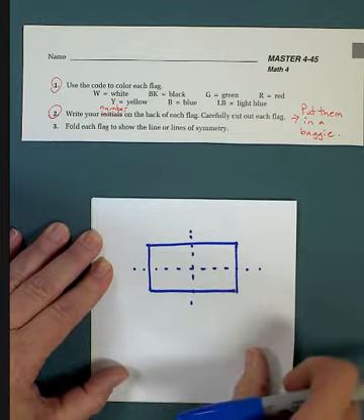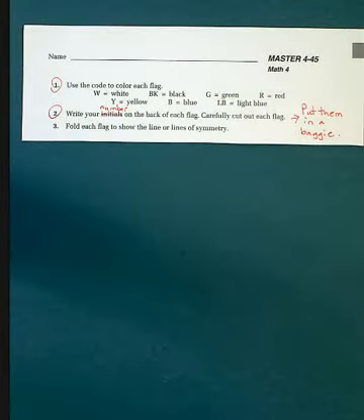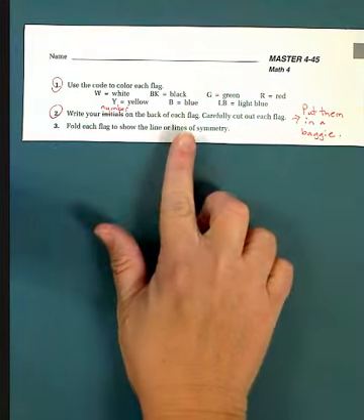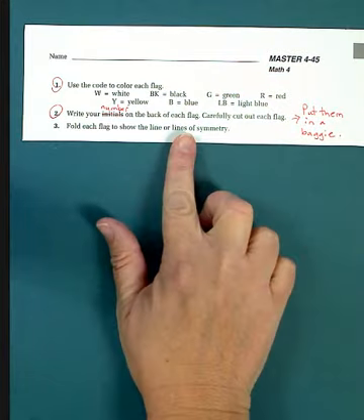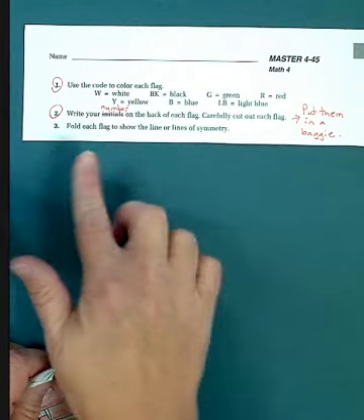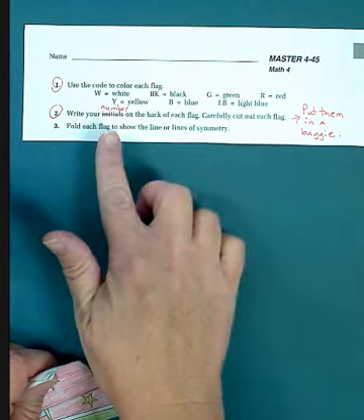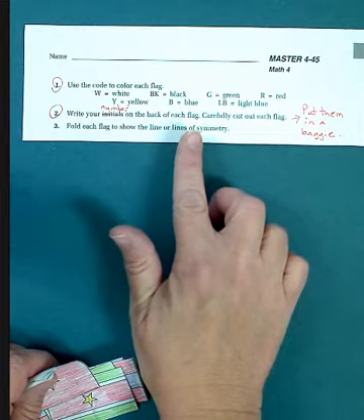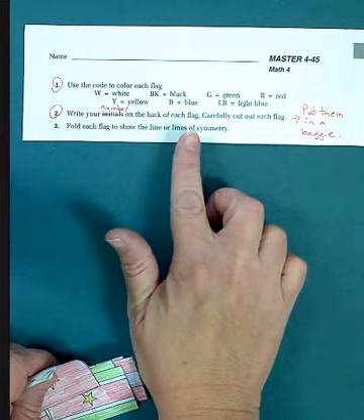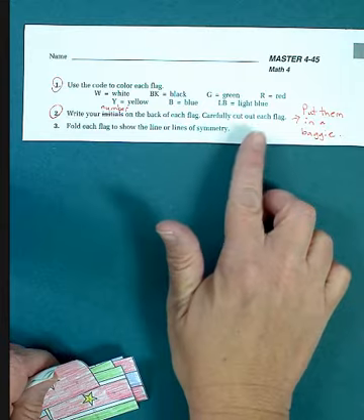After we talked about lines of symmetry, boys and girls, if you remember, we started looking at a lot of flags from different countries. And you had a worksheet with instructions like this at the very top. Number one, you were to use your code to color each flag. You already did that in class. Two, I asked you to put your class number on the back of each flag. That's so in case we lose a flag, we'll be able to get it back to its owner. And then you were to carefully cut out each flag.